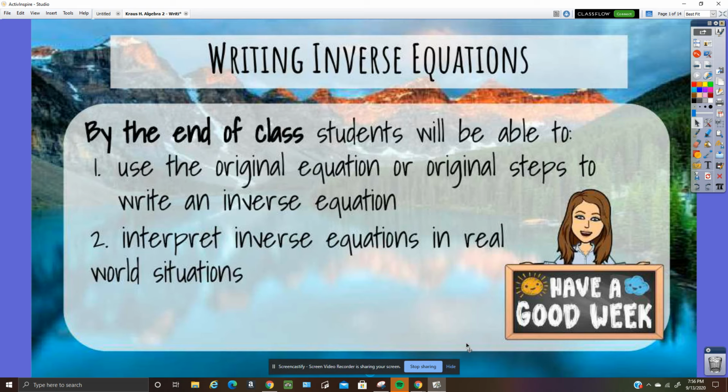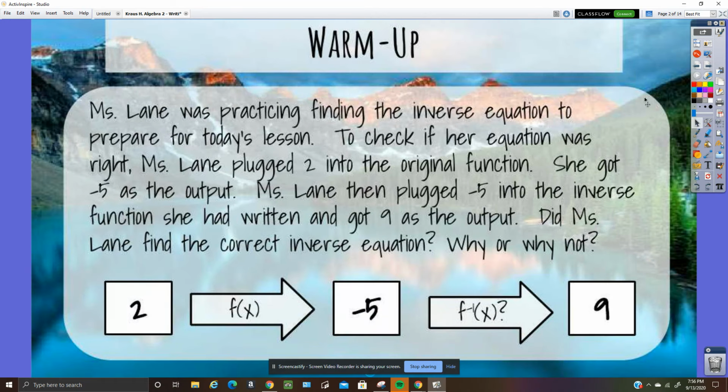All right, this is a video of the slides we're going to show on week 3, day 1. So the introduction slide: by the end of class, students will be able to use the original equation or original steps to write an inverse equation. And the second thing, interpret inverse equations in real-world situations.